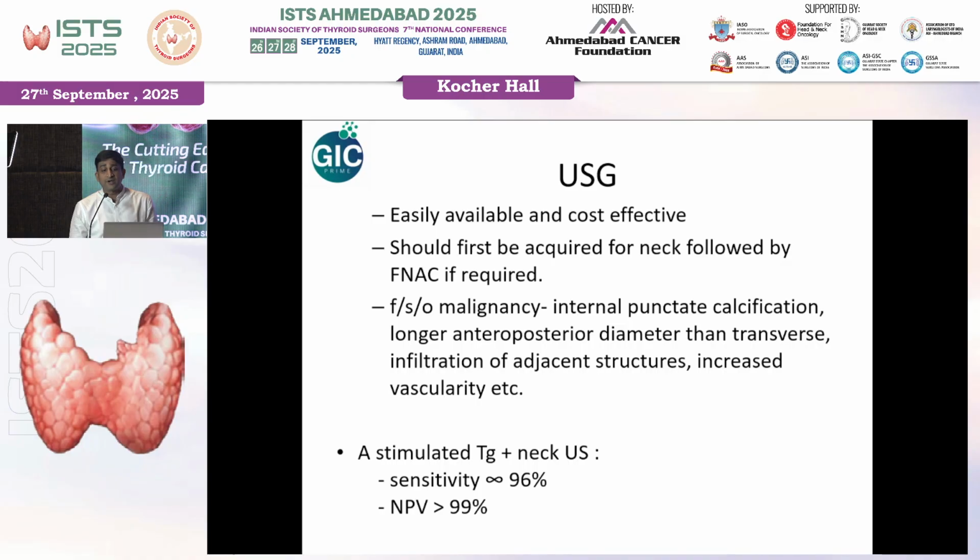So it should first be acquired of the neck, followed by the FNAC. And the malignancy features are the internal punctate calcification, longer AP diameter than the transverse diameter, and infiltration of adjacent structure. All this information is given by the sonography. When stimulated TG is raised, the sensitivity of the sonography is up to 96%.